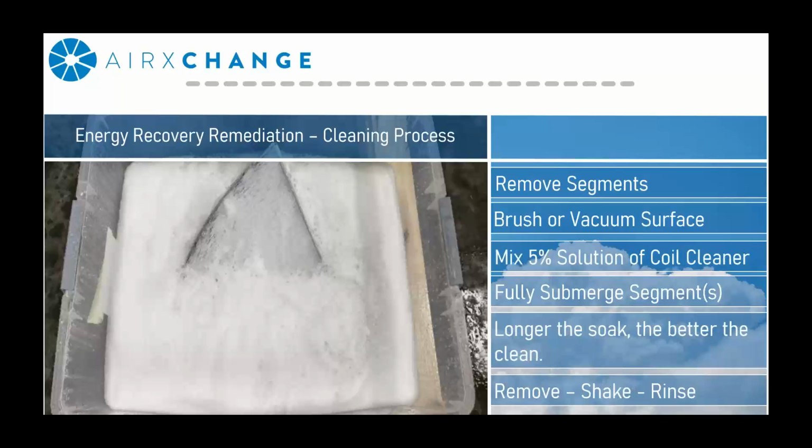Once you have the energy transfer segments removed, the process of cleaning them is pretty straightforward. You're going to want to brush or vacuum the surface area to get any heavier residue off the surface. You mix a solution of either the coil cleaner or detergent in the bucket, and then you're going to want to fully submerge the segments in the solution.